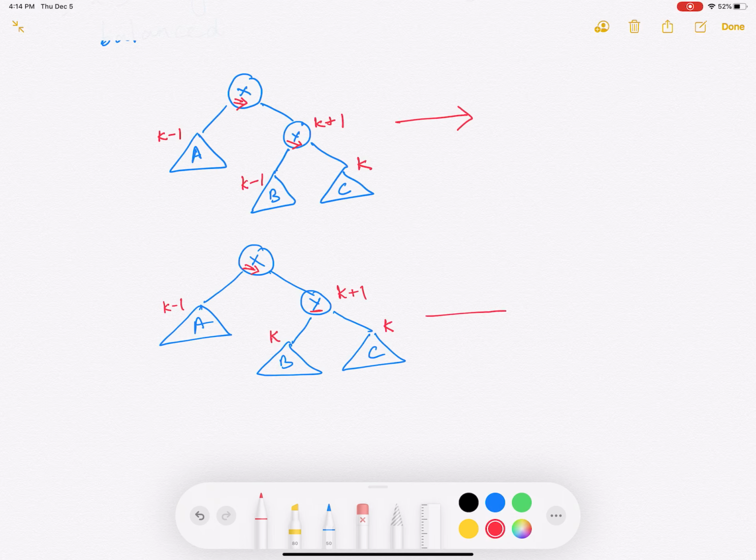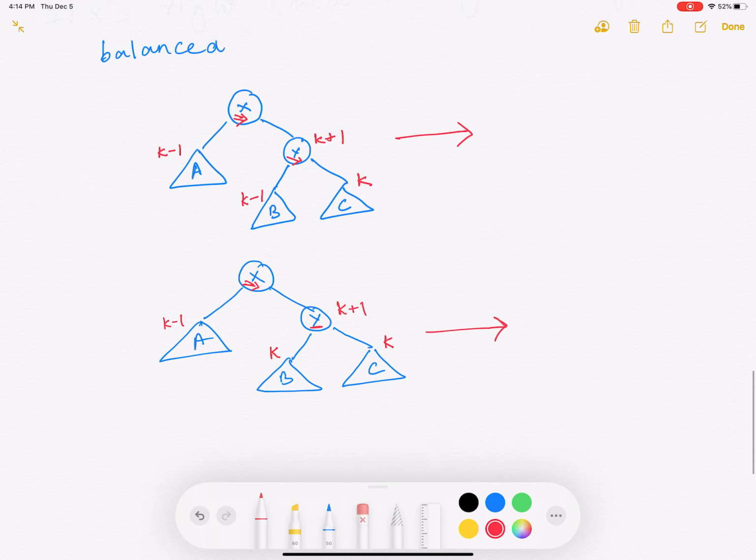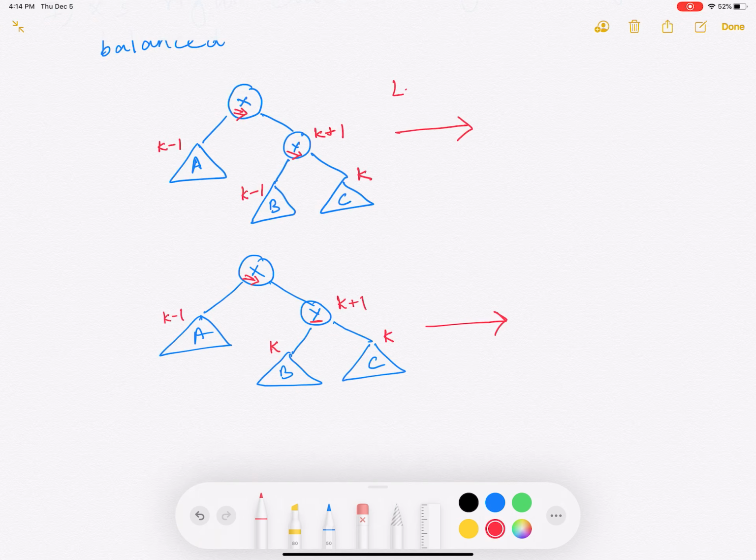Whenever this happens, we're going to use this notion of rotation. What I'm going to talk to you about now is rotation. Rotation is the method by which we fix any kind of imbalance. So we are going to apply a left rotation on X. Similarly, the same thing also happens if Y is balanced, so we're going to left rotate X.